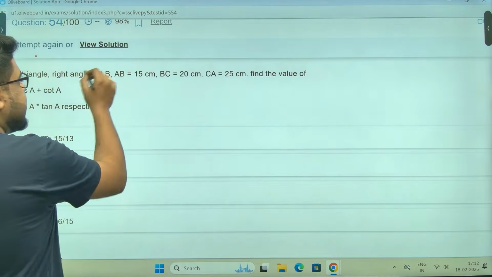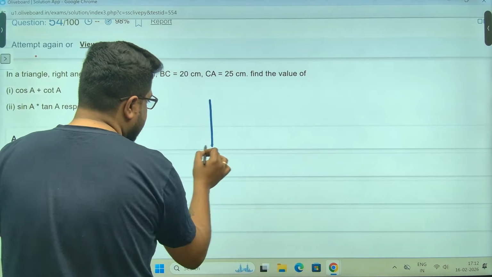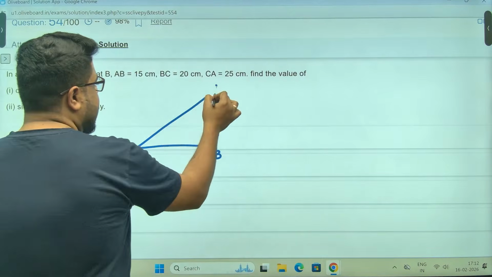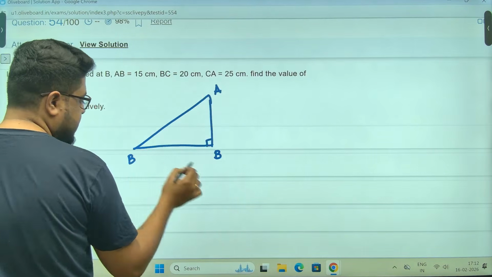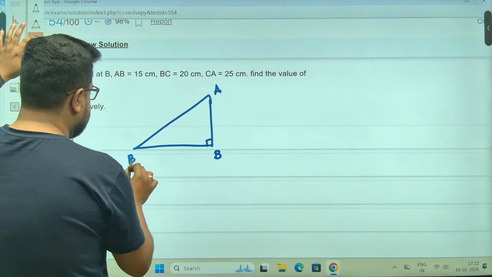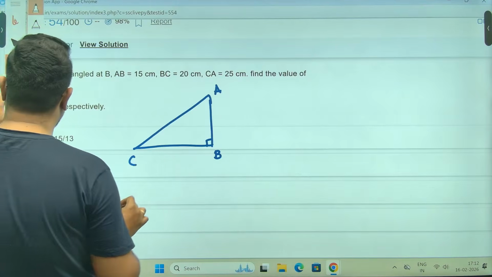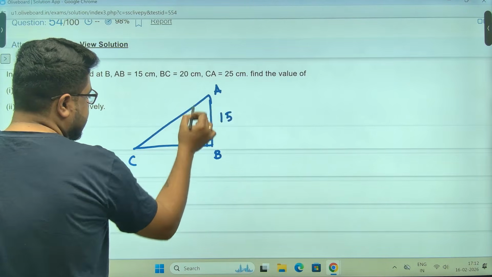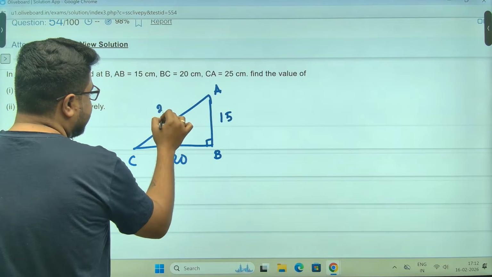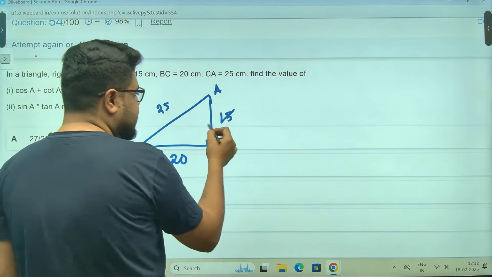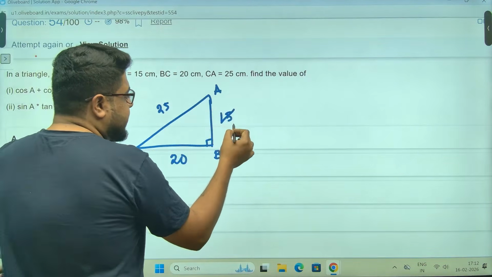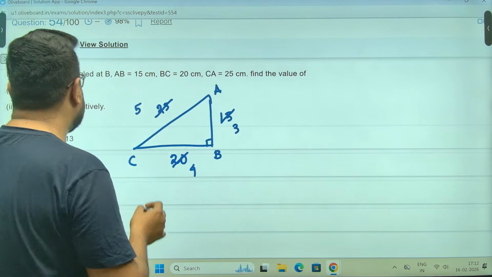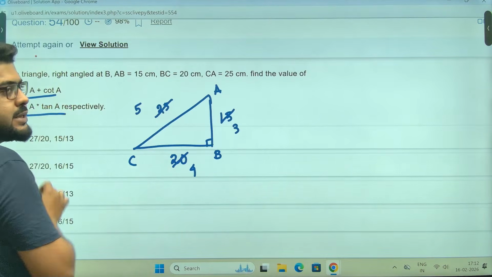Triangle, right angled at B, this. Okay, so this is B, sir. So A, I'm writing this. C, I'm writing this, sir. Chalo. AB is given as 15, BC is 20, CA is 25. Sir, cancel always, because I can see these are Pythagorean triplets. So 3, 4, and 5. Easier to solve because all these are ratios itself.